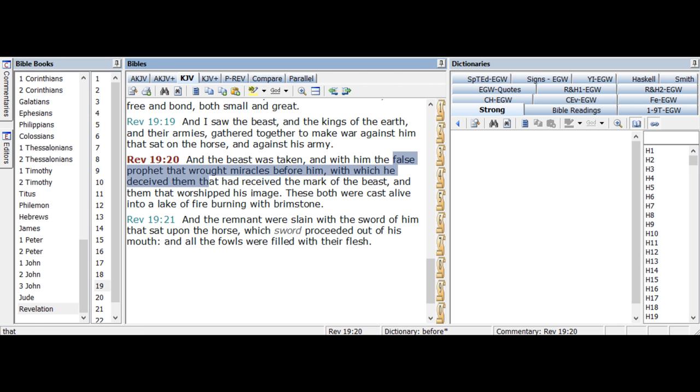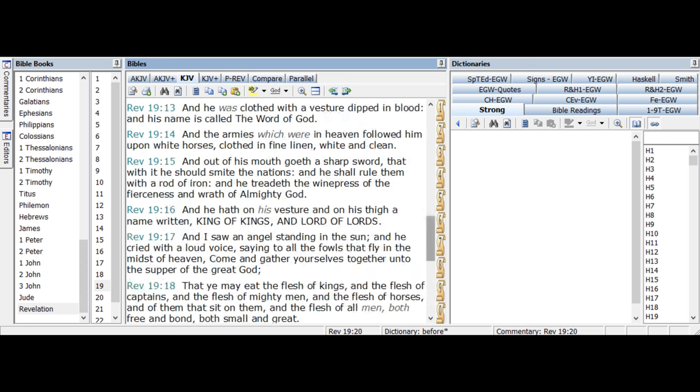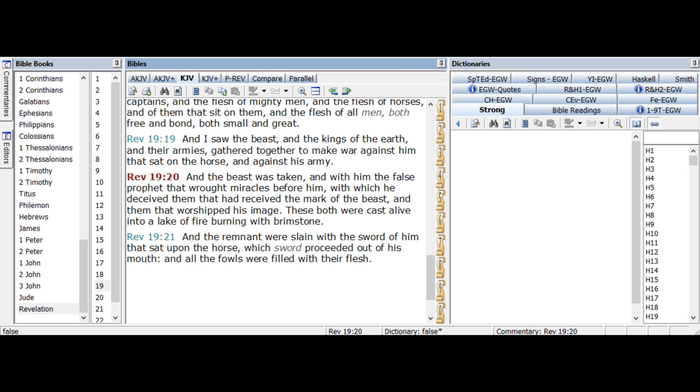With which he deceived them that had received the mark of the beast and them that worshipped his image. So the false prophet is going to work miracles before the beast. And those miracles are going to be the means by which he will deceive them that receive the mark of the beast. Does that sound familiar? We read about that in Revelation 13.